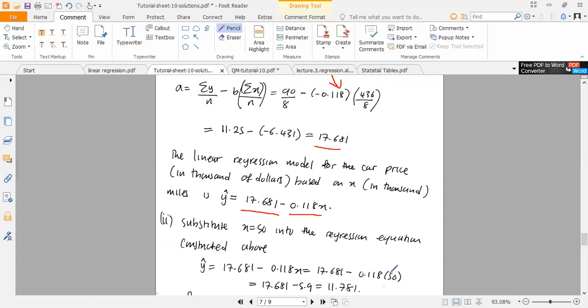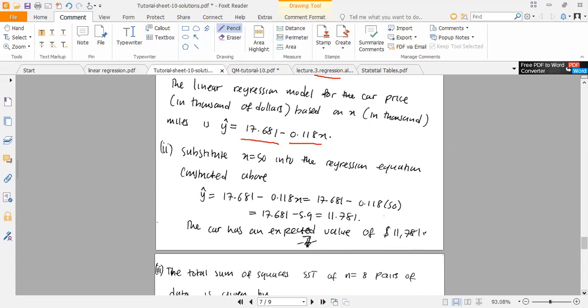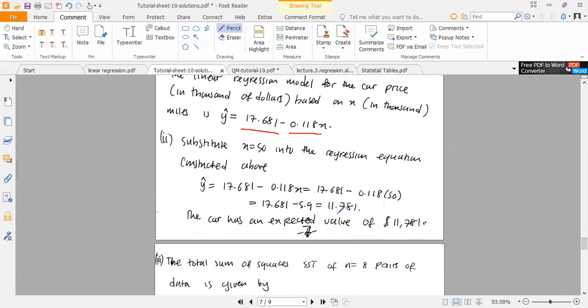So when you put a 50 here, because we scrapped out the zeros when you're calculating, our y here came out to be 11.781. This actual figure is supposed to be 11,781. Because of the zeros that we scrapped out, this is the final answer. So this is our price at the mileage of 50,000. This is clear so far.